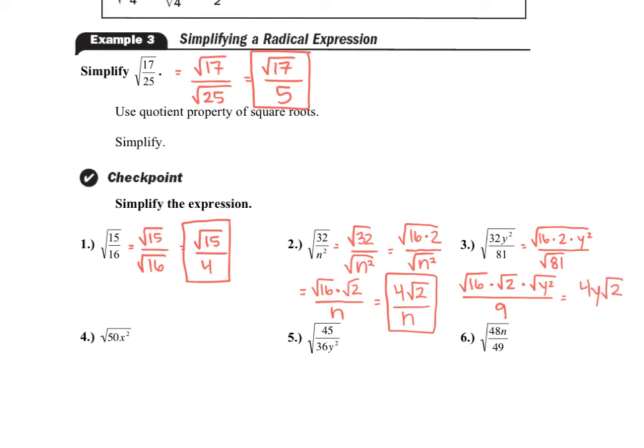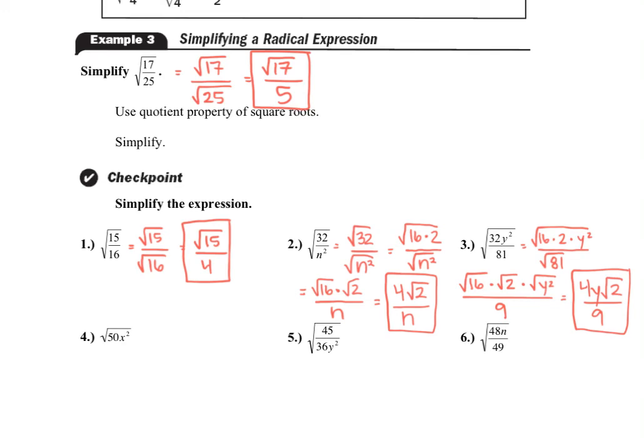And so this final answer here would be 4y times the square root of 2 over 9, because I took the square root of 16 and the square root of y squared. Those both come out of the radical sign. The 2 is not a perfect square, so it stays under, and then it's all over 9.